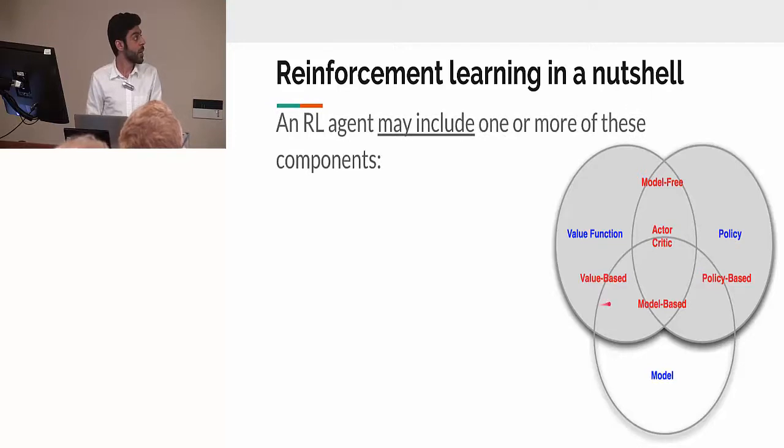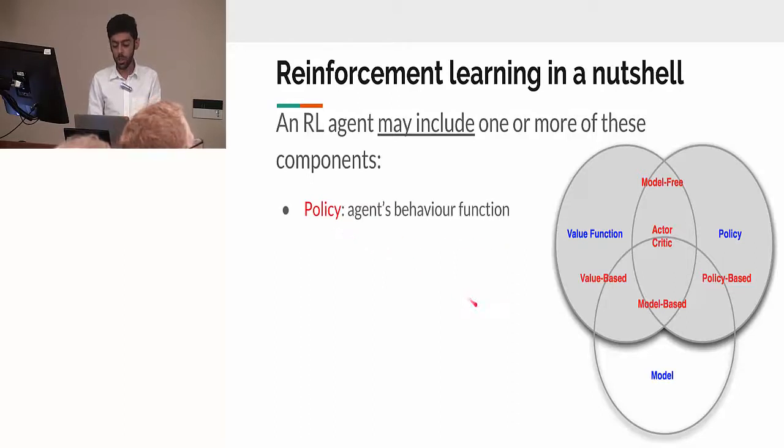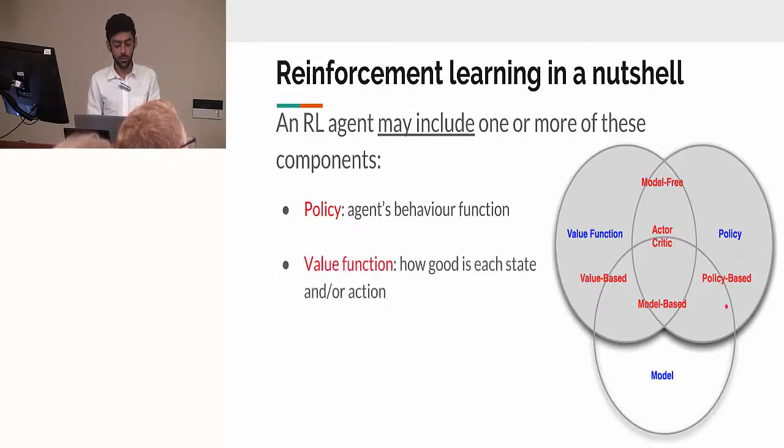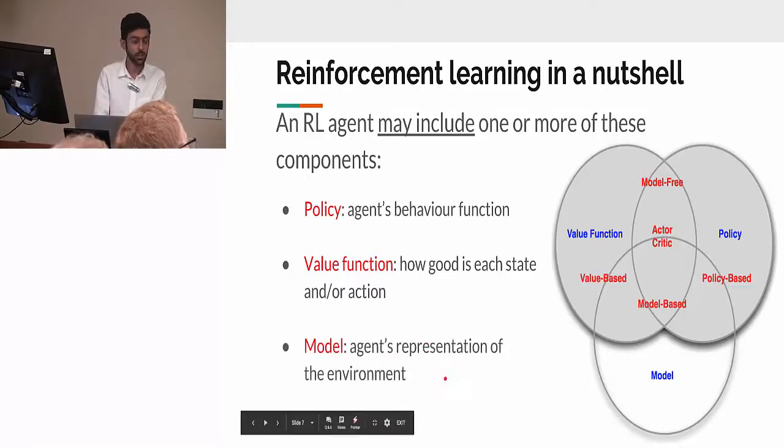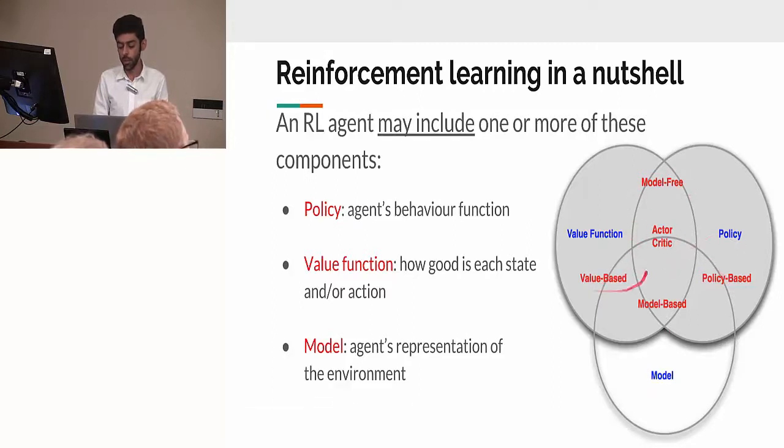Any reinforcement learning agent may include one or more of these components: policy, which is nothing but the agent's behavior function; value function, which describes how good each state and action is at a given step; and model, which is the agent's representation of the environment. And based on that, there are different learning models for reinforcement learning: model-free, policy-based, value-based, and some intersection between those, like actor-critics.